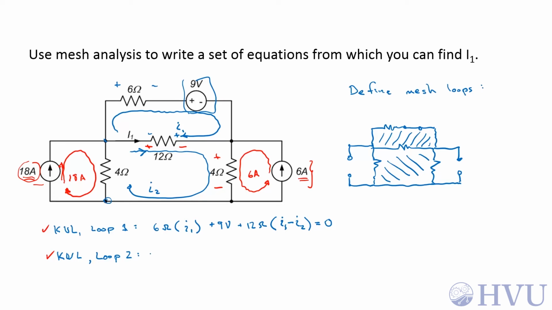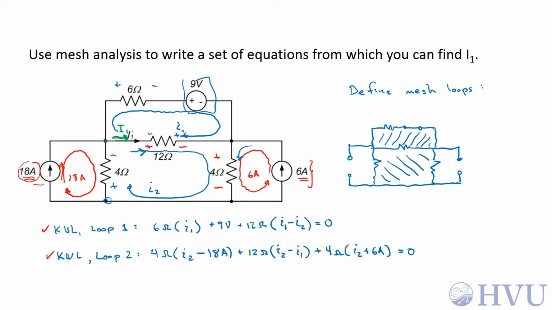So starting down here, I have 4 ohms times I2, which is entering this positive terminal. The 18 amp constrained loop is entering the negative terminal, so this becomes a minus 18 amps. Now I see the 12 ohm resistor. I2 is entering the positive terminal and I1 is entering the negative terminal. Now the voltage across the 4 ohm resistor is 4 ohms times the sum of the currents. I2 is entering the positive terminal, and this 6 amp constrained loop is also entering the positive terminal, so that becomes a plus 6 amps. That equals 0.